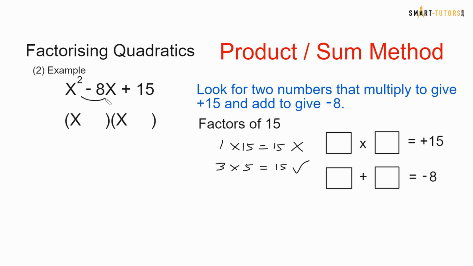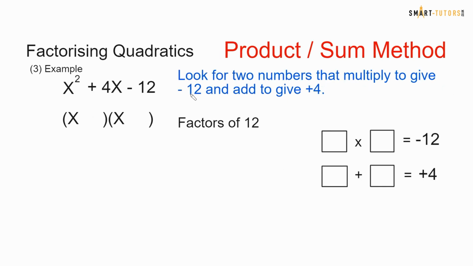But when you're adding, we need to give both minus. So minus 3 times minus 5 gives positive 15. Minus 3 add minus 5 gives minus 8. So the answer for the question is x minus 3 in one bracket, x minus 5 in the other bracket.